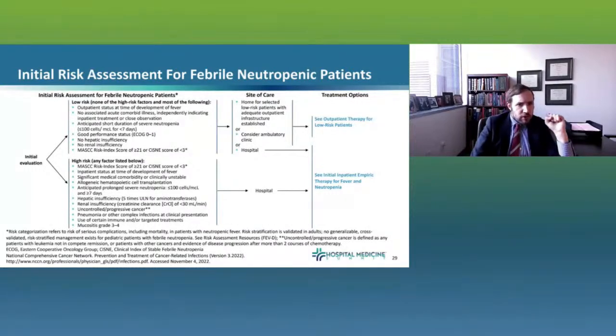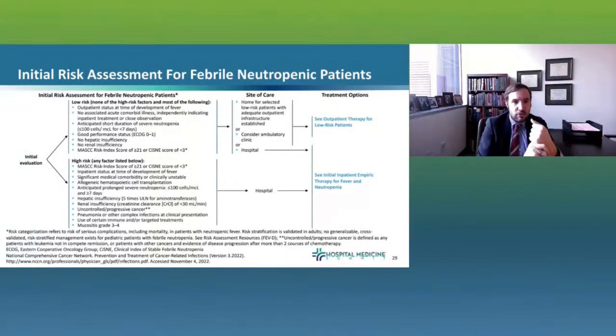I think there's one small typo on the slide because low risk is correct here as far as the MASCC risk index score greater than 21 and a CISNE score less than 3. And on high risk, it would be less than 21 and CISNE score greater than 3. But I digress. And these are the things you want to assess to distinguish between low risk and high risk, because that's going to establish what you do and where you do it. How are you going to treat them? Are you going to keep them out of the hospital? Or are you going to put them in the hospital to manage them?